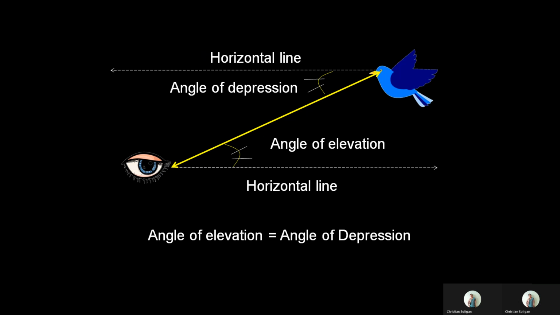Again, let us recall, when we say angle of elevation, it is an angle formed between the horizontal line and the line of sight above the observer's eye, while the angle of depression is the angle formed between the horizontal line and the line of sight below the observer. And please always remember that the angle of elevation is equal to the angle of depression.